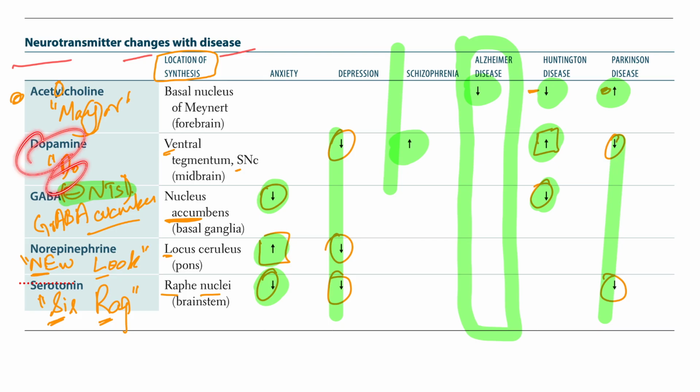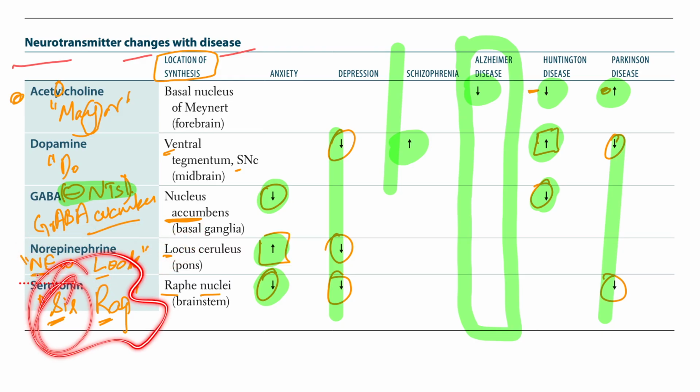So dopamine, ventral tegmentum. GABA is an inhibitory neurotransmitter. Grab a cucumber. GABA is with cucumber. So GABA, nucleus accumbens. Norepinephrine is with new look. New look is norepinephrine. Look for locus coeruleus. Serotonin is SERRAP. SER for serotonin, RAF for raphe nuclei. Okay.